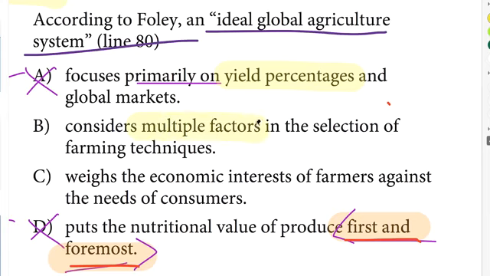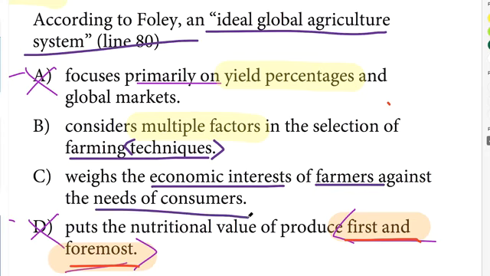Now, I like this multiple factors, but check this out. In the selection of farming techniques, maybe. And then we have weighs the economic interests of farmers against the needs of consumers. So what is this about? This is about who gets the money. This is farmers need to make money, but so do consumers, right? Consumers need to save money. I don't think this is about farmers versus consumers. Do you see how this isn't it?